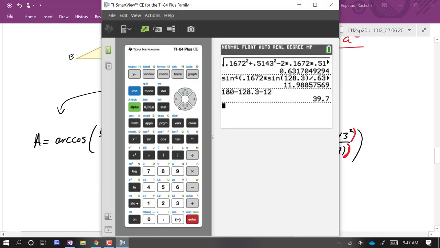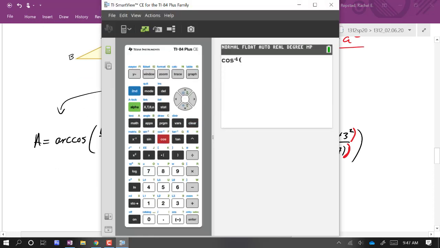So we have arc cosine, and it automatically opens parentheses. I'm opening another set of parentheses for the numerator, 22.62 squared plus 42.27 squared minus 51.43 squared. Closing the numerator parentheses, divide by opening parentheses for the bottom, 2 times 22.62 times 42.27. Closing the parentheses on the denominator, closing the parentheses on the arc cosine.